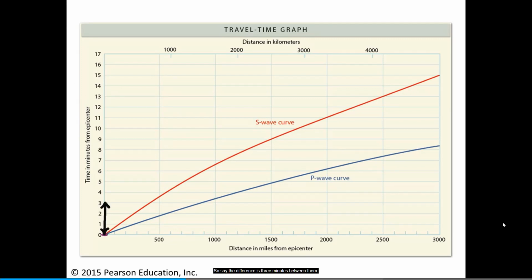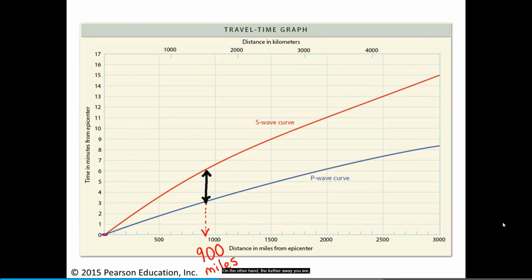So say the difference is 3 minutes between them. You use the vertical scale on this graph to measure out a distance that is 3 minutes tall, if you want to think of it that way. So take a little scrap of paper, mark the distance from 0 to 3, and then slide that over between the S wave curve and the P wave curve till you find the spot where it fits exactly, perfectly snug, not too big, not too small. That amount of time correlates to a specific distance away from the earthquake's epicenter, and that's about 900 miles in the case of this 3-minute travel time.